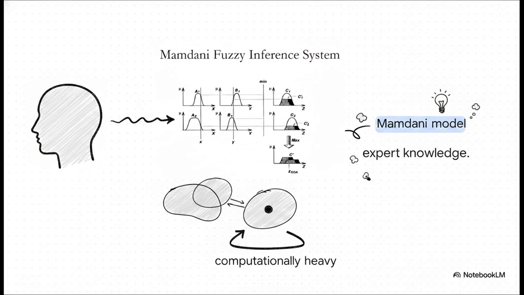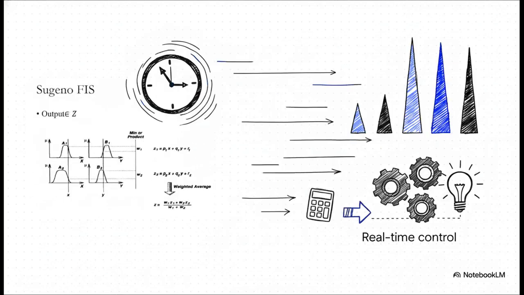But there's a catch. Finding the exact center of gravity for all those 2D shapes, it is computationally heavy. Like really heavy. So, what if we need speed? Enter the Sugeno, or TSK fuzzy model. Michio Sugeno introduced this absolutely amazing efficiency hack.